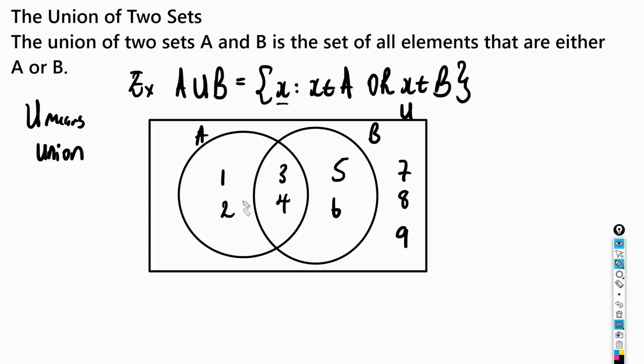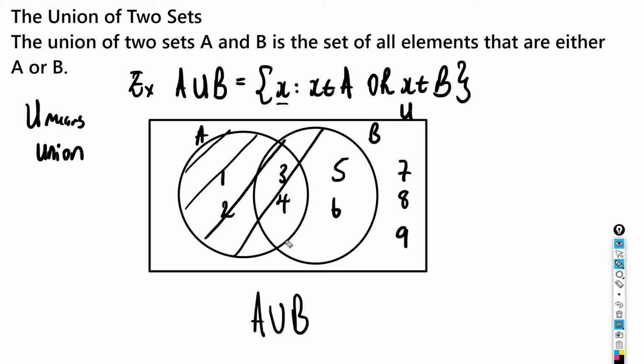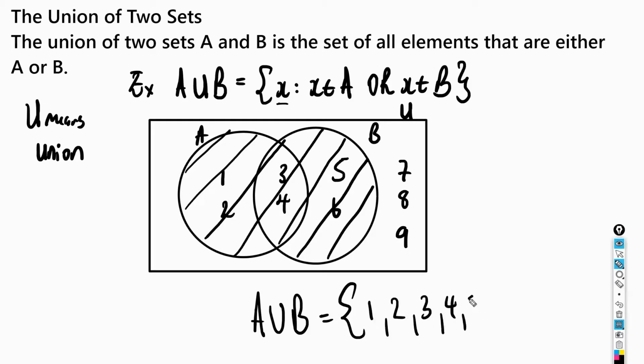So what the union represents, guys, is this shaded region here. It represents everything that is in A or in B. So it's A only, A and B, and B only. So A union B would be 1, 2, 3, 4, 5, and 6. Cool? All right, so that's the union for A and B.